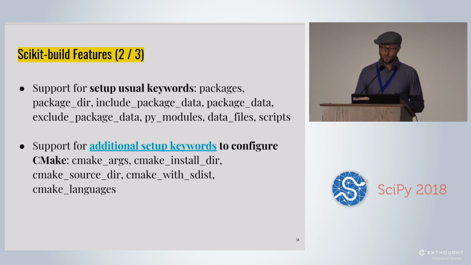It supports the usual keywords in your setup function, package_dir, include_package_data, etc. And it also extends that with additional setup keywords. You can specify CMake arguments you want to use. You can specify another relative install directory. You can specify where the CMakeLists is located. You can ask to always run CMake when you create your source distribution. You can change the languages that are associated with your build system: C, CXX, but if you want Fortran, you can specify that.